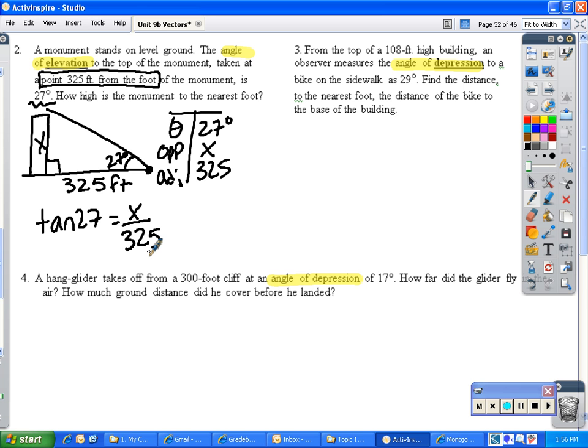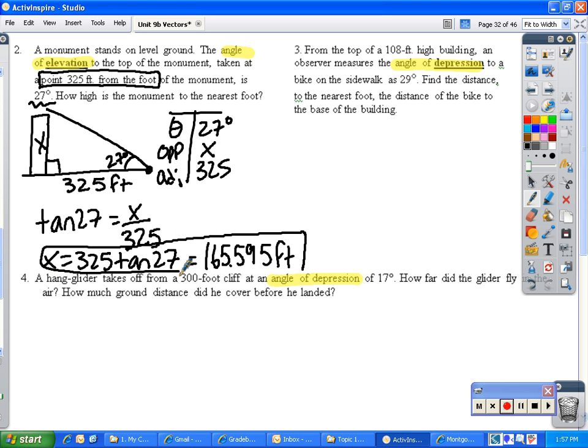If we multiply through by that 325 again, you find that x equals 325 times the tangent of 27, just like the other two examples. I'm typing that in, 325 tan 27, and I get 165.595. And this is in feet because this is a real world problem, so we can actually give real world measurements to it. All right.